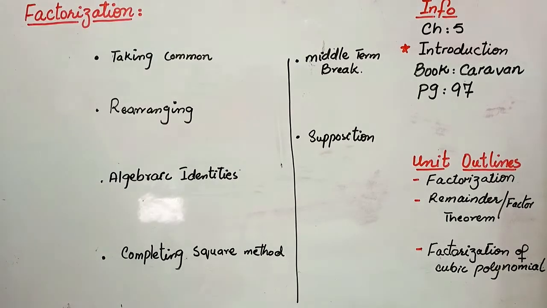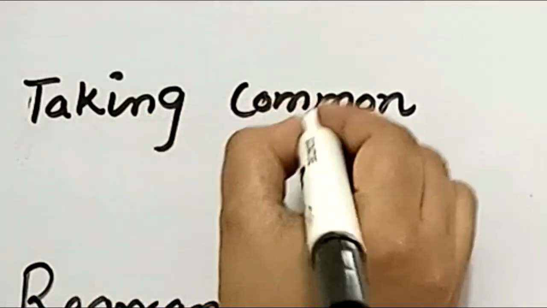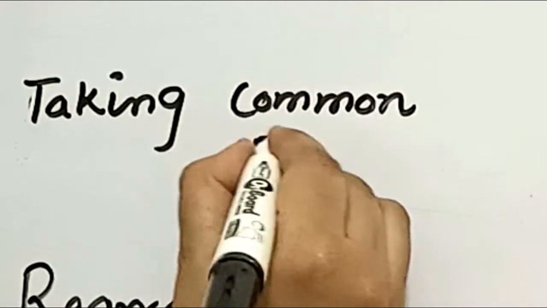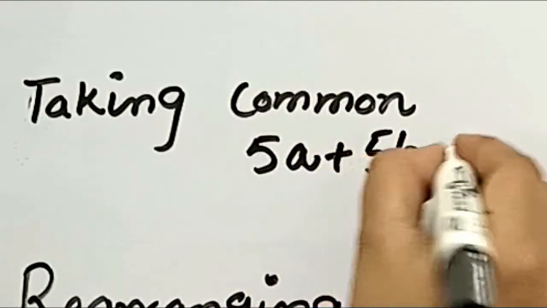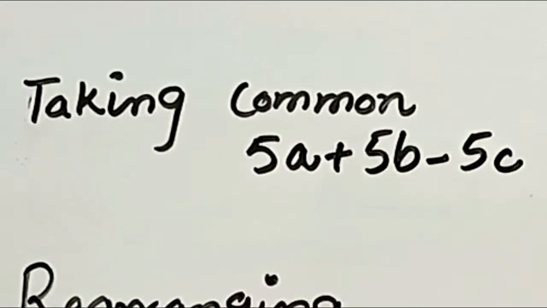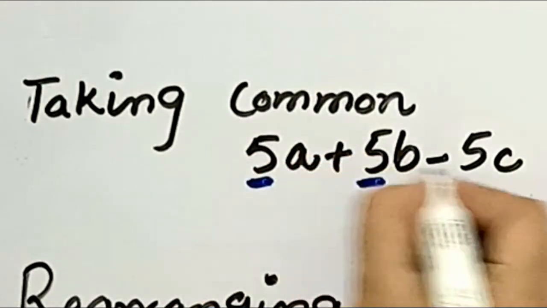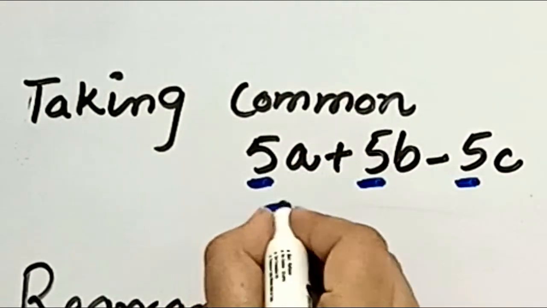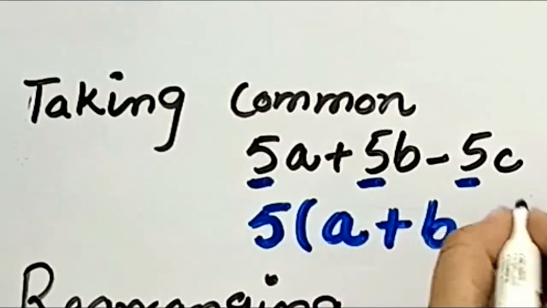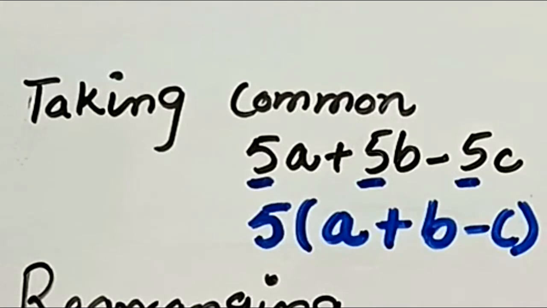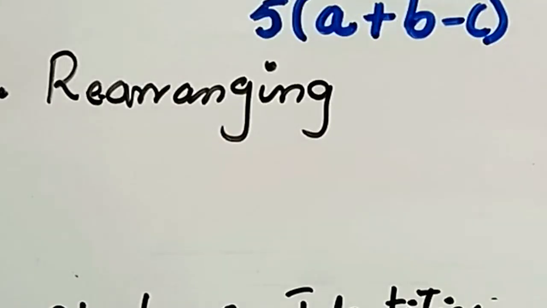First one is taking common. If we are having the expression 5a plus 5b minus 5c, then we need to take that this one 5 is common, so I can take 5 common and the remaining will be this. Fine. Now another one is rearranging.